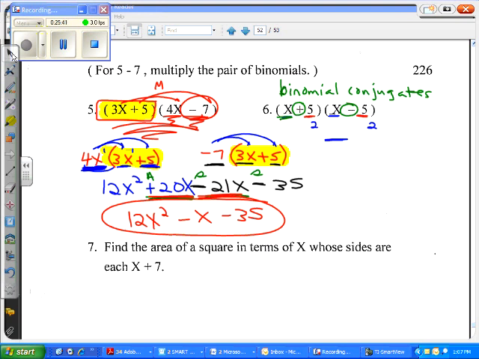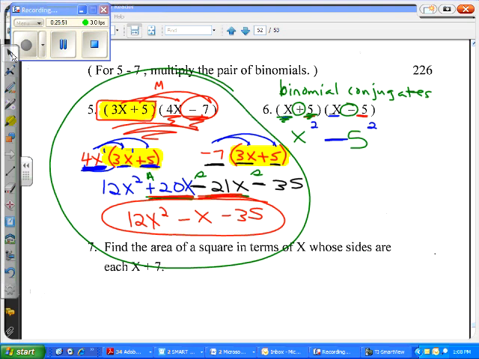Your items being the x and the 5. And so we don't have to go through all of this fancy distributive. We can just recognize they're binomial conjugates, rewrite it as the difference between the two items squared, square the one you can, and we get x squared minus 25 for an answer. That's not saying you couldn't do it the long way. That's fine. It's just not as easy.